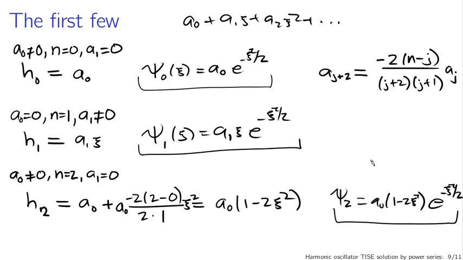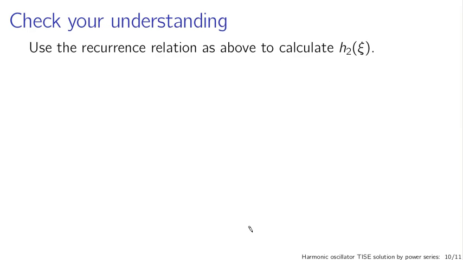So you can continue plugging in higher and higher values of n and using the appropriate zero versus non-zero values of a0 and a1. So to check your understanding, use the recurrence relation as above to calculate not H2, that's too easy, I just did it for you, calculate H3. Figure out what value of n you use to terminate, figure out which of the a0 or a1 have to be non-zero, and go through to determine the terms in the polynomial H3.